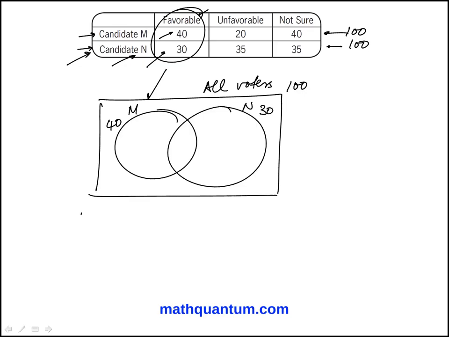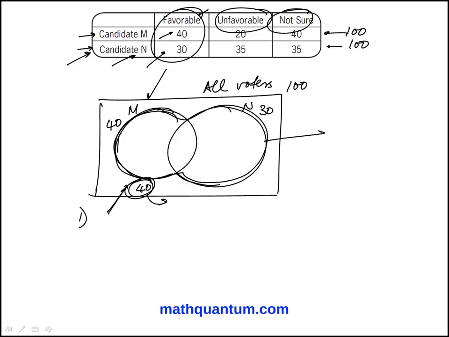And if you look at statement 1, it says the number of voters who did not respond favorable for either candidate was 40. So the region outside these two circles is 40, and this consists of voters who did not respond favorable. That's going to be a combination of unfavorable and not sure. We don't know that breakdown, but we do know that a total of 40 said some combination of unfavorable and not sure. That means that what's remaining here is 60.